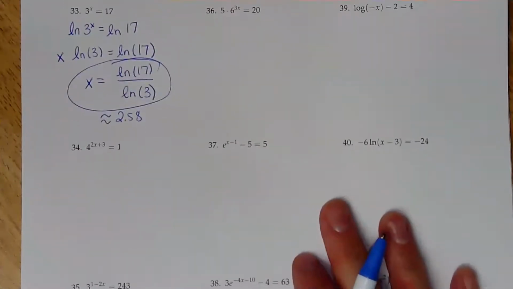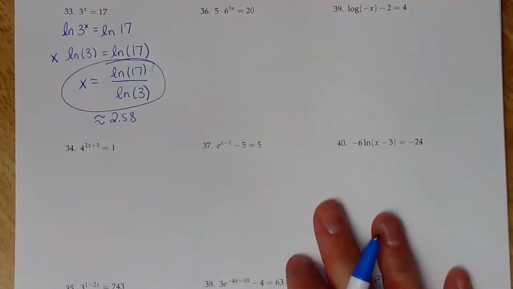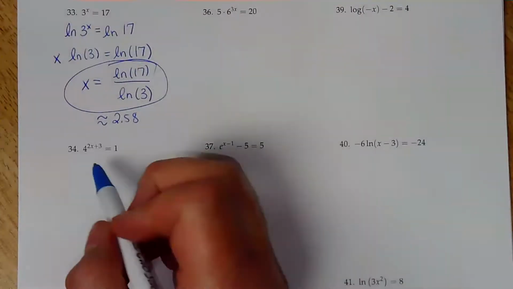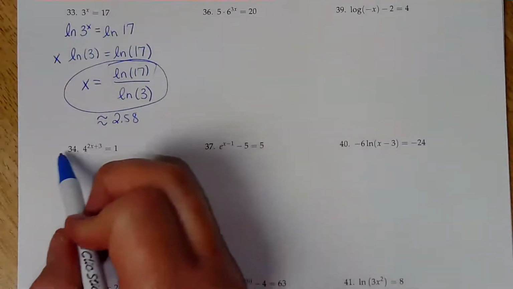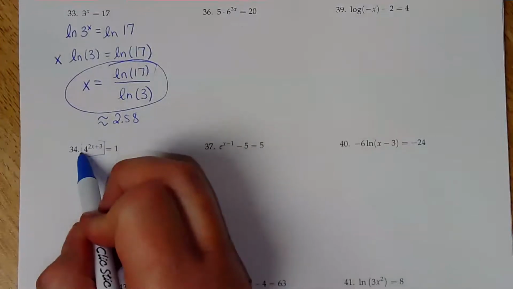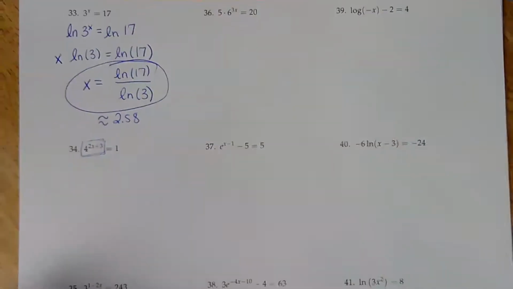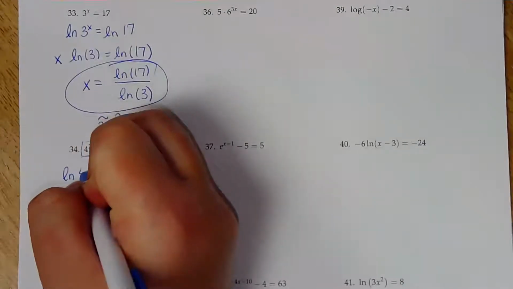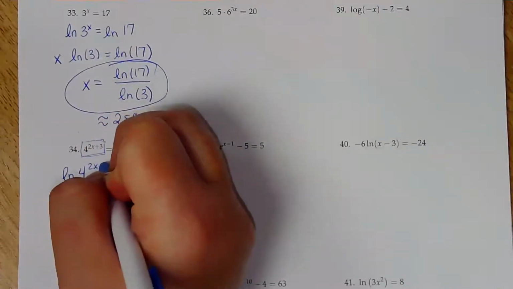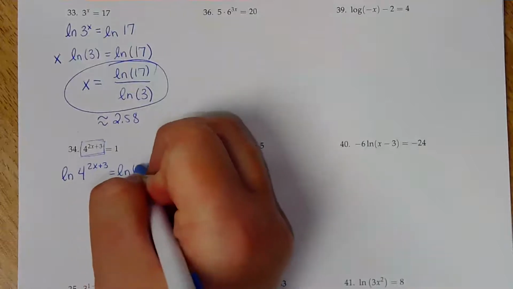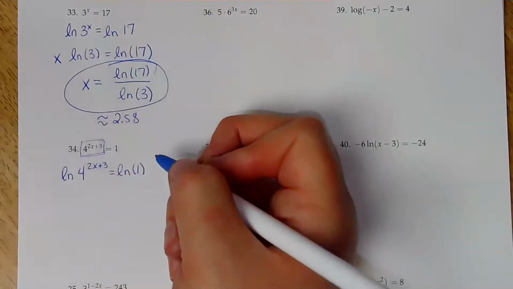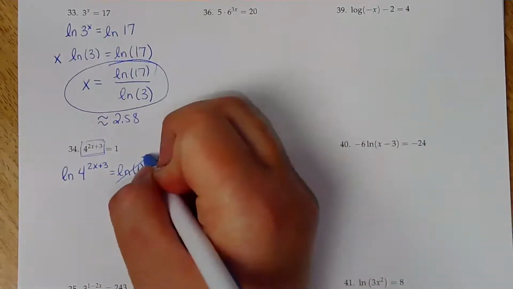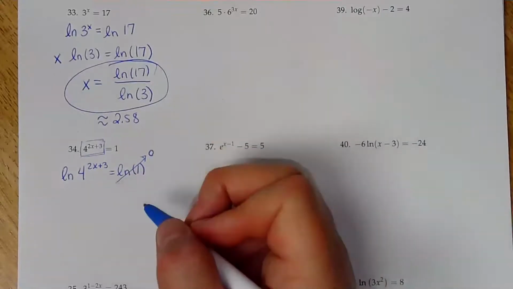All right, number 34, 4 raised to the 2x plus 3 is equal to 1. So again, I don't see anything else outside of this piece going on, so my x has already been isolated here. I'll go ahead and apply ln to both sides. So ln of 4 to the 2x plus 3 is equal to ln of 1. And we know that ln of 1 is equal to 0, so I'm actually just going to replace that with what it's equal to.